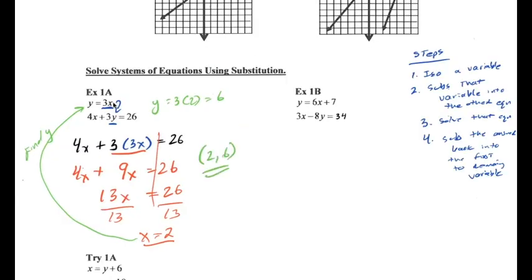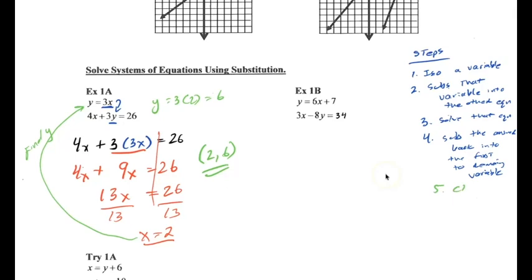Really, I should have a fifth step, which is check your answers. Check solution. You can do that by substituting your solution into the equation. X is 2, y is 6. Let's plug into the second equation here just to check. 4 times 2 plus 3 times 6. Does that equal 26? 8 plus 18. That does equal 26. So you go check your work to see if it's right.